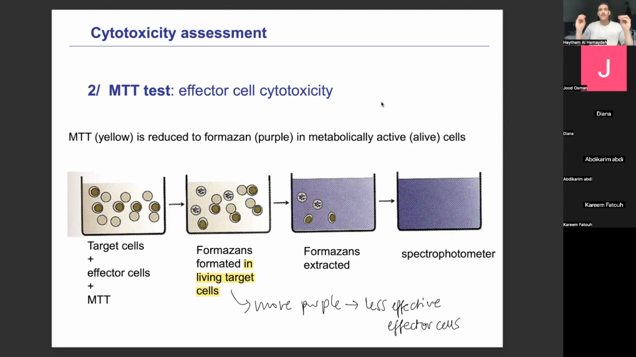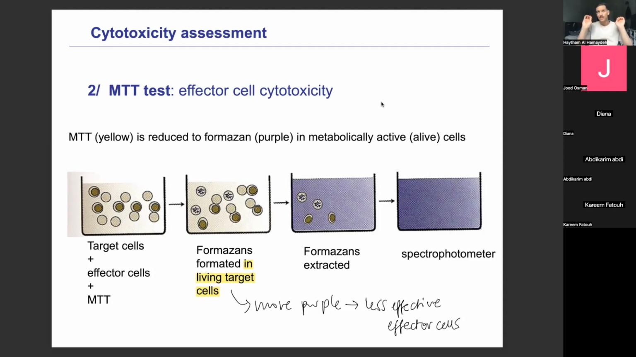Bacterial cells are usually metabolically active, yes? They're metabolically active. They will convert MTT into formazan, so keep that in mind. Now, if I put in cytotoxic T cells, they will kill the bacteria. The bacteria stops being metabolically active. If they're metabolically inactive, they will not convert MTT into formazan. So the solution will stay yellow.